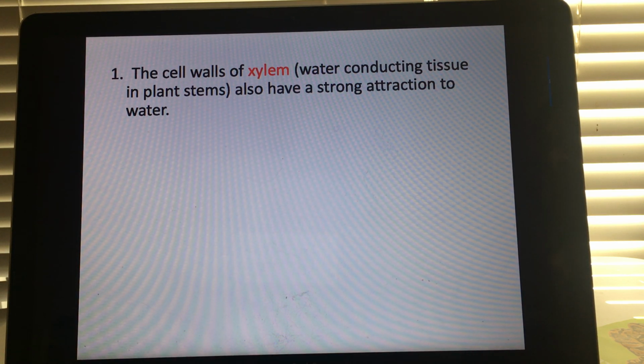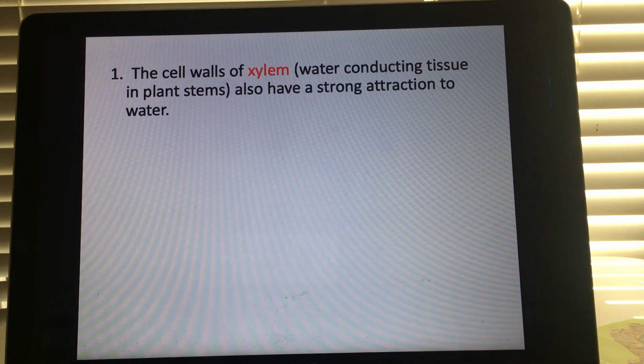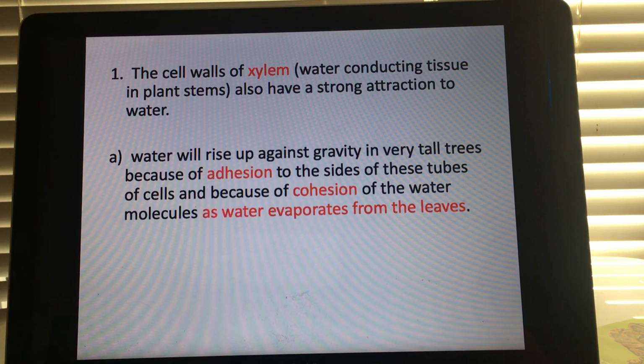In living things, particularly in plants, this actually happens in the xylem, which is the water-conducting tissue in plant stems. The xylem is also attracted to water, so you get the capillary action. So water will rise up against gravity in very tall trees because of the adhesion of the water to the sides of these thin, empty tubes of cells, and because of the cohesion of water. Because when water evaporates, it pulls other water molecules with it, because remember, water sticks to water. So once the water evaporates, it pulls other water molecules with it, and because those long tubes of xylem are so skinny, and because water is attracted to xylem, water will actually kind of climb up the xylem as long as you have evaporation from the leaves.